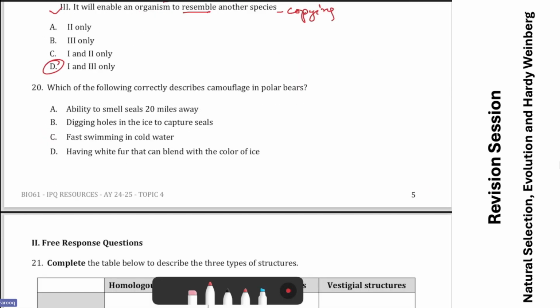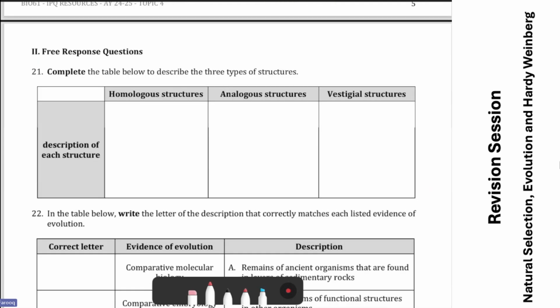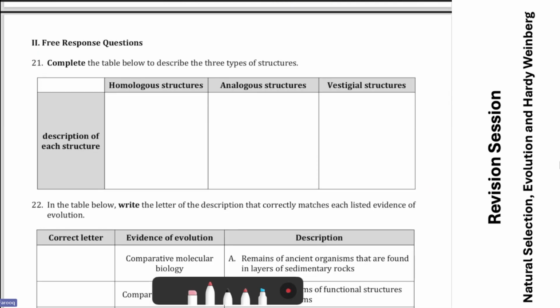Which of the following correctly describes camouflage? Now we know camouflage is when they blend with the environment. So you can easily choose over here, having white fur that blends. Use the word blend. You need to look for the typical specific words, blend. Yes, I'm just going for this answer. Then there is: complete the table below to describe the 3 types of structures.